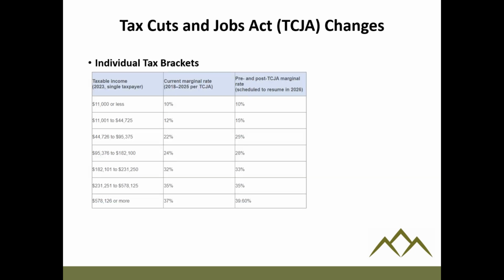So these are what the current individual tax brackets are under the Tax Cut and Jobs Act compared to what they were prior to the Tax Cut and Jobs Act. And so you can see, it's the same for the lowest bracket, but pretty quickly after that, you can see it's quite the increase in tax rates for each bracket, all the way up to our top payers.